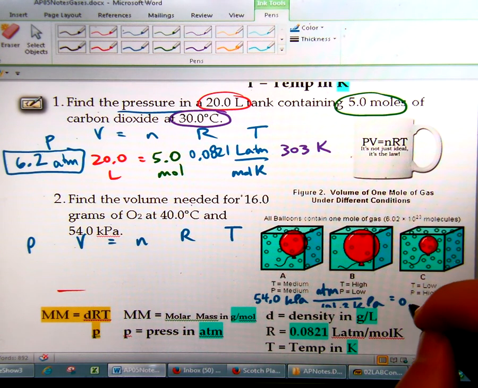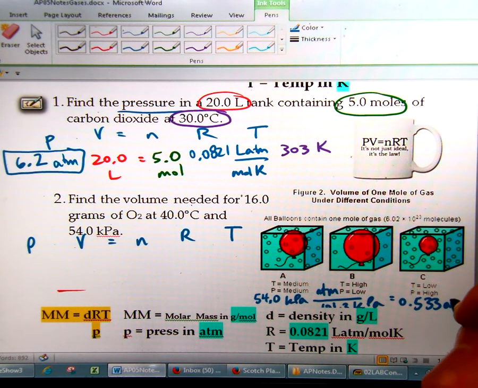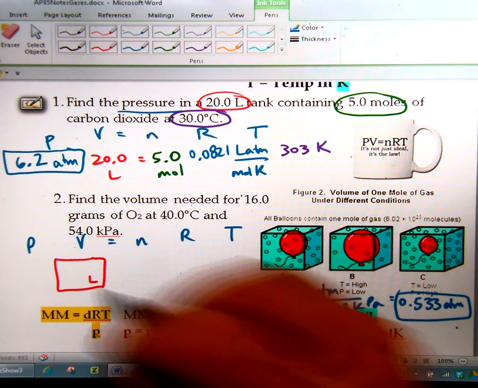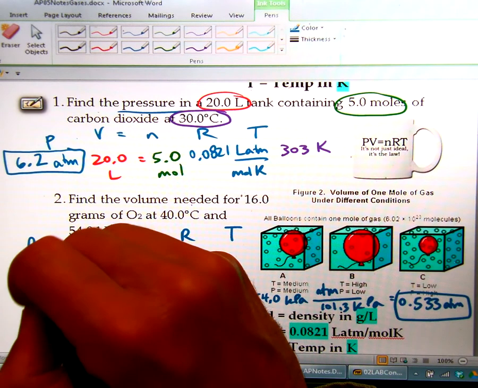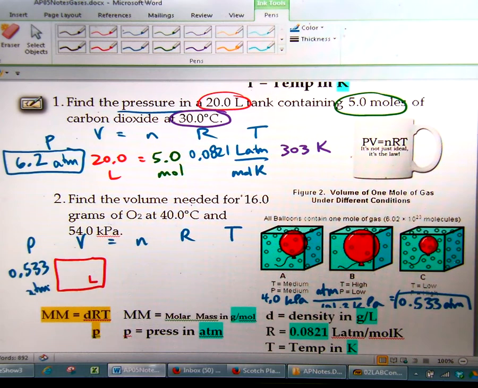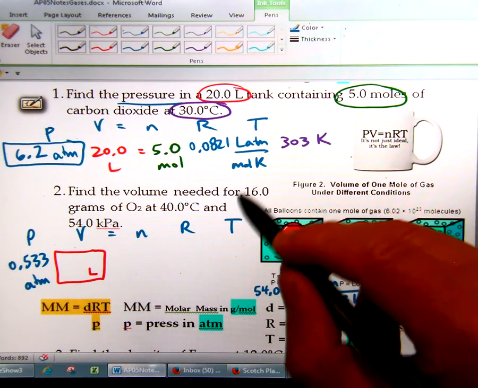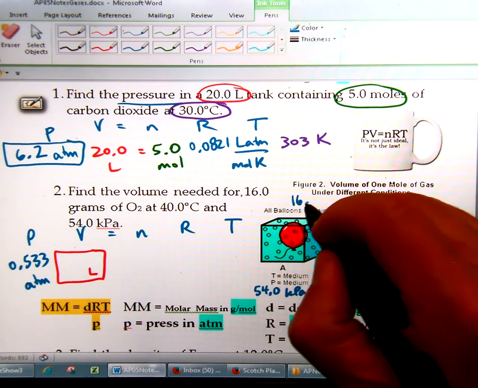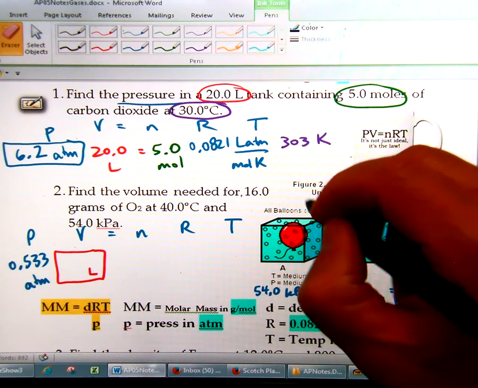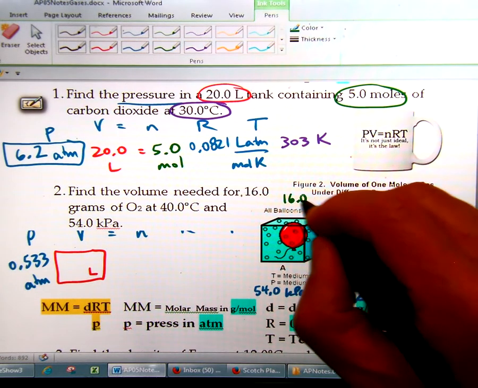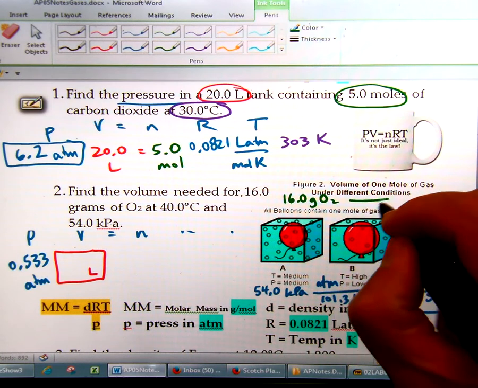0.533 ATMs. So that's going to be your pressure in ATMs. So you're going to write 0.533 ATMs. Okay, next we're going to look for the moles. Of course, that's in the wrong unit as well, 16 grams. So you have to take 16 grams of oxygen, convert that into moles. Now you could do that in your head because you know it weighs 32, but we'll just show the work.